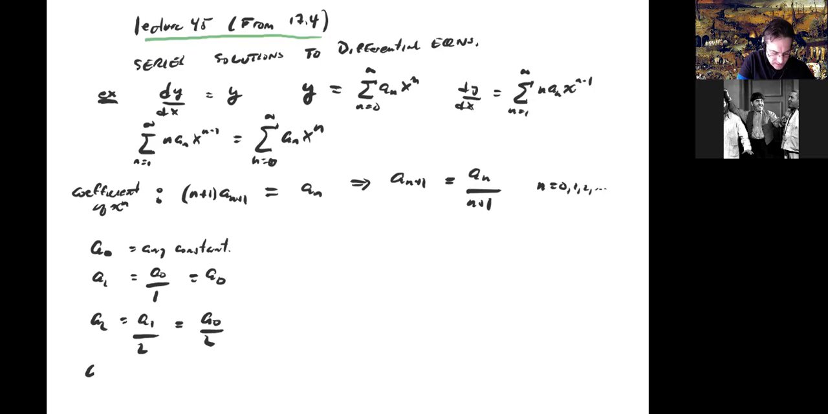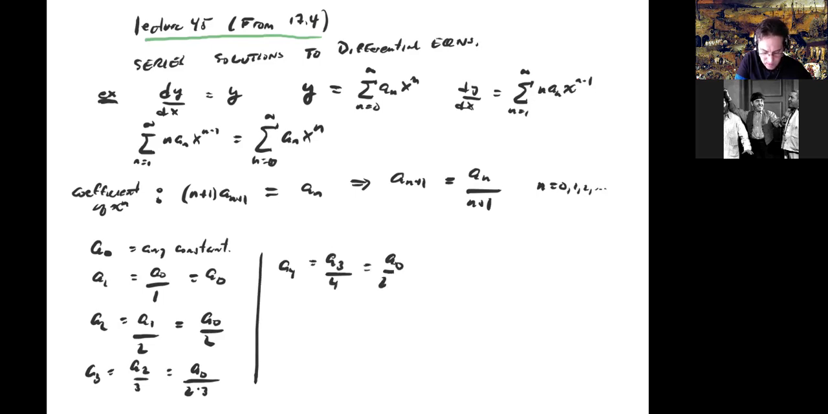a_3 is a_2 over 3, which is a_0 over 2 times 3. Let's keep going. a_4 is given by a_3 over 4, which is a_0 over 2 times 3 times 4. a_5 is a_4 over 5, which is a_0 over 2 times 3 times 4 times 5. In general, we see that a_n is equal to a_0 over n factorial.